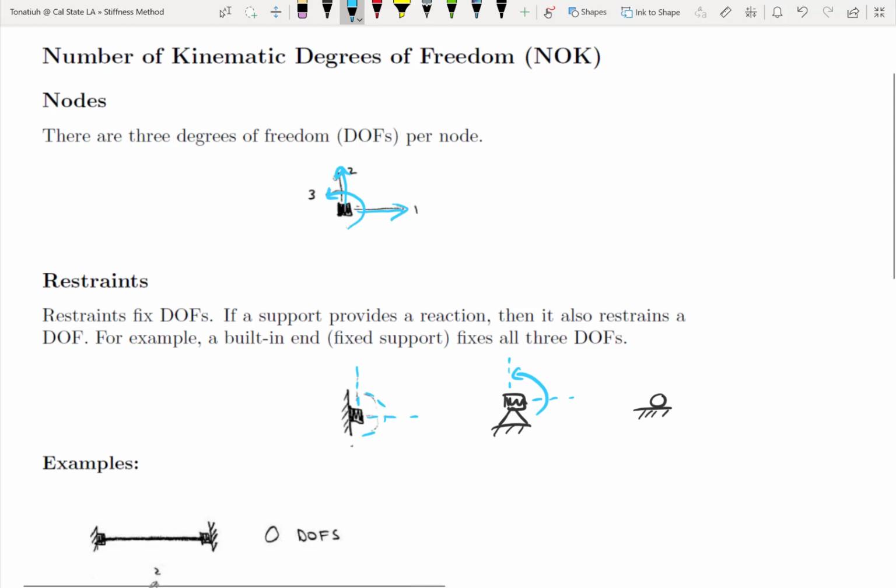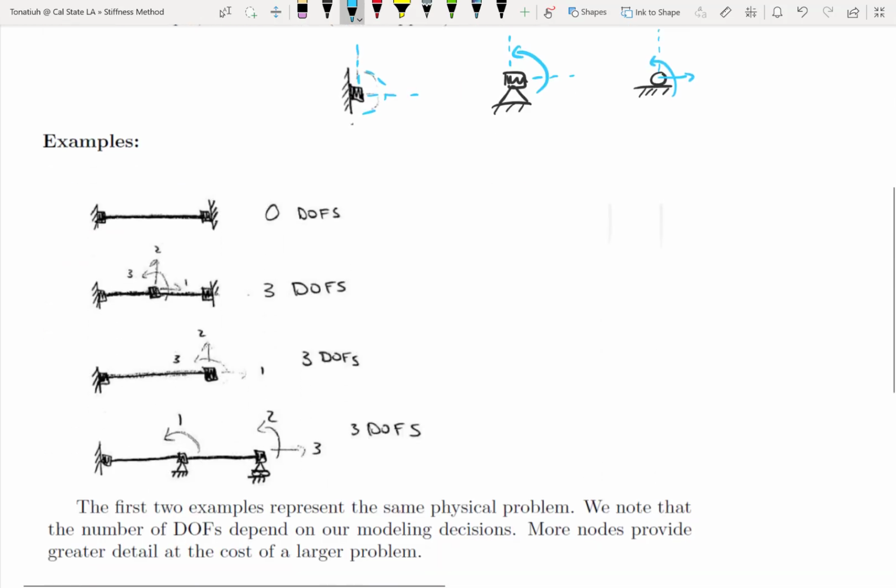A roller is going to allow horizontal movement and rotation but eliminate vertical movement. Let's see some examples.